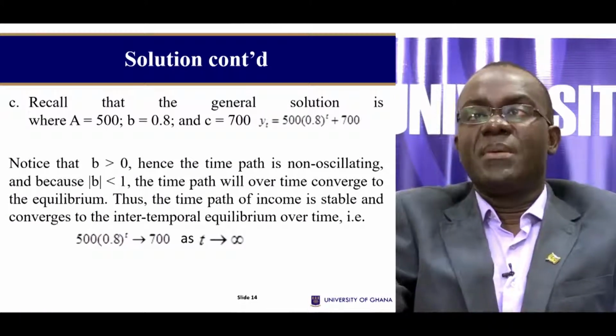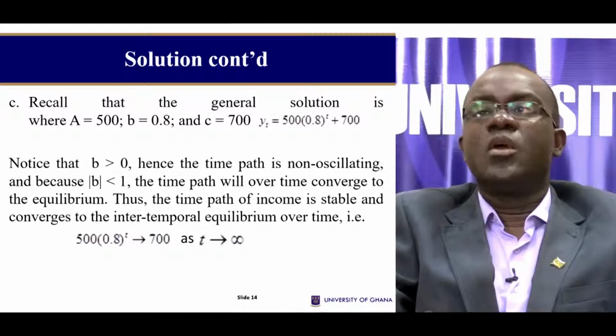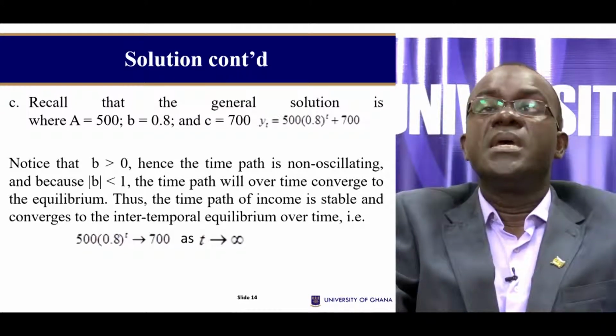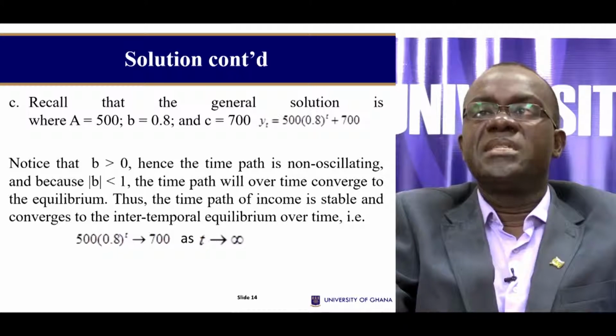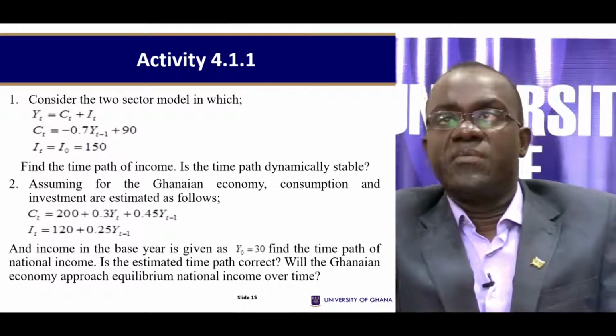And then when we come to the dynamic stability, this is greater than 0, there is non-oscillation. 0.8 is less than 1, and therefore we have convergence. So it means that in the long run, as t approaches infinity, the additive over here will tend to our particular solution, which is 700.